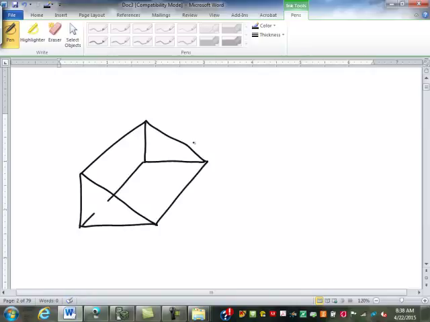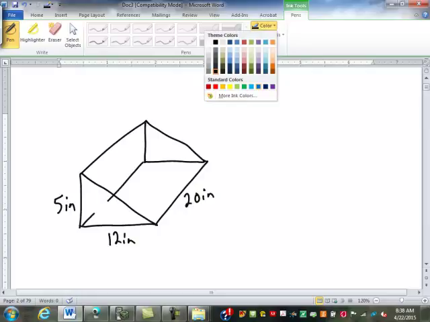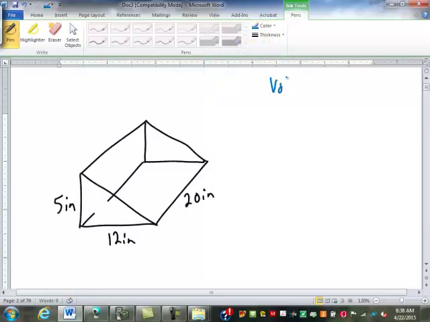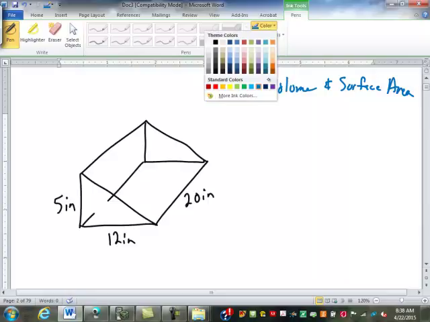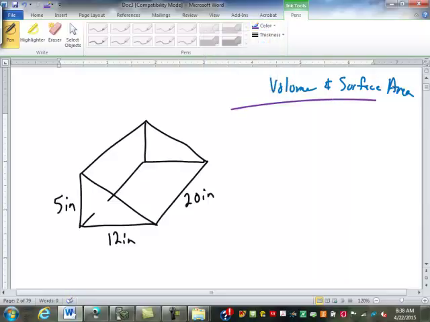Something like this. Let's say that this is 5 inches, 12 inches, and 20 inches. I want to know the volume and the total surface area. Let's do the volume first. What do we need to know to find the volume?